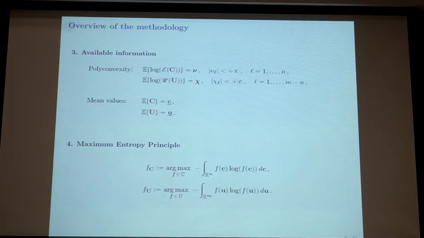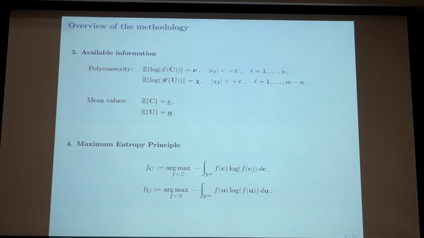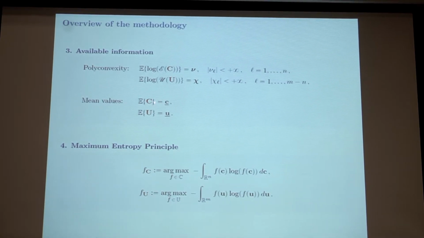We achieve this by having recourse to information theory and the maximum entropy principle. So we first need to give ourselves some kind of available information. And so we assume that the mean values of the log of all the inequalities we have on U and C are known and bounded. So this will ensure that they are all satisfied almost surely. And we also assume that the mean values of C and U are available. So this information will ensure that the stochastic stored energy function is polyconvex and coercive almost surely.